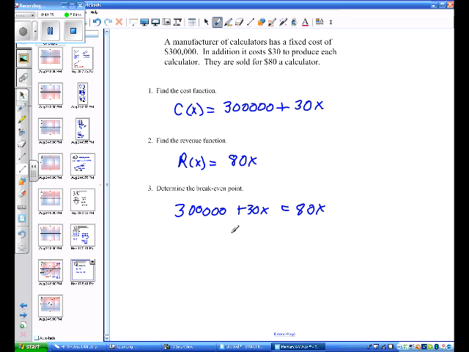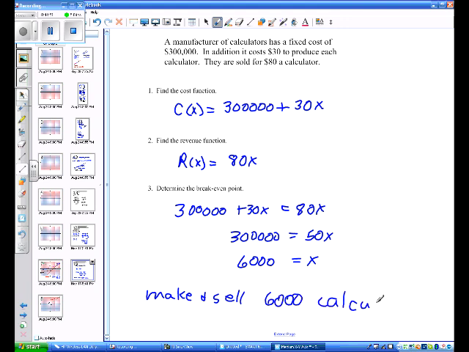Well, if we subtract 30x, we have 50x. Then dividing both sides by 50, we get 6,000. Now, what this means is we would have to make and sell 6,000 calculators to break even. When we sold 6,001 calculators, we would start making profits. That would be when we would start having a profit.